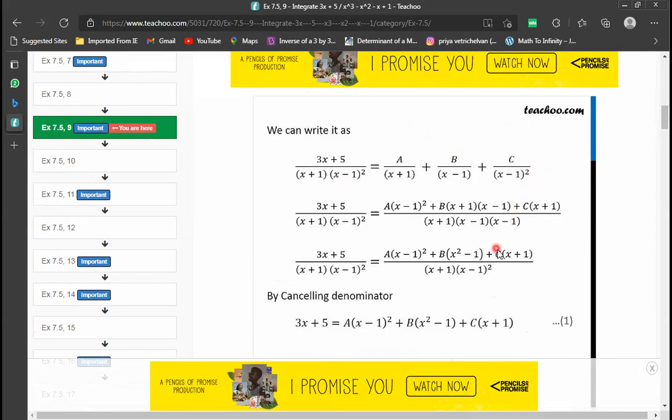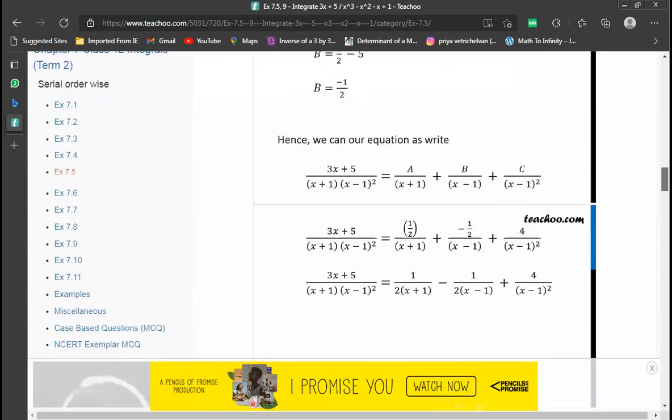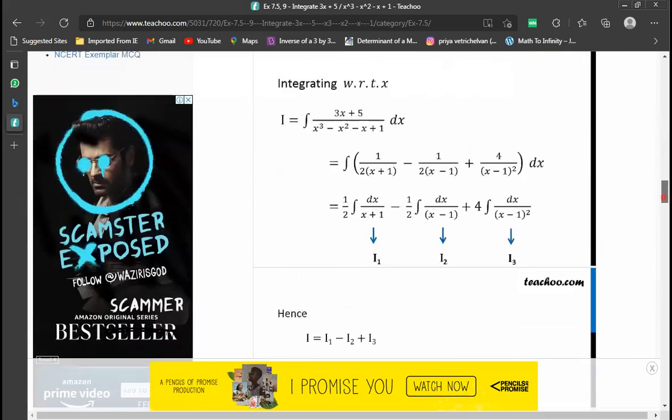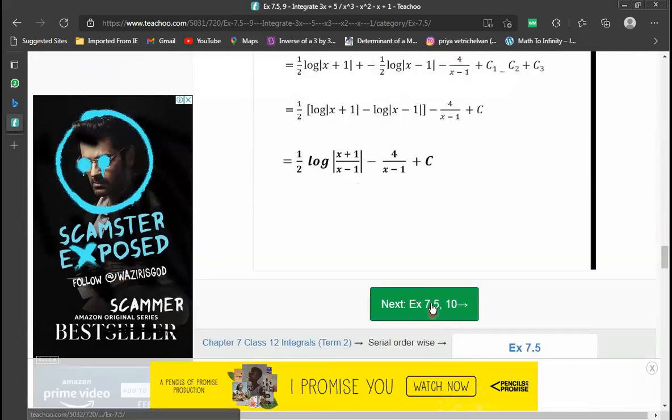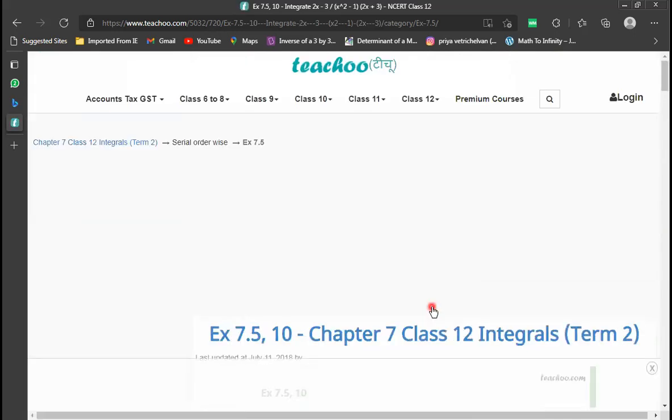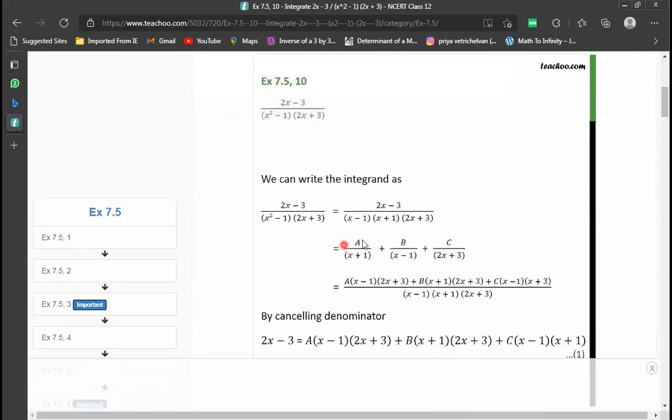So again you have to take LCM and then you will be cancelling the denominators, equate the numerators by substituting the values of x as -1, +1 and 0. You will make these three substitutions for finding the values of a, b and c. Once you did that, you just have to substitute over here and do the integration individually for all the three terms. You know how to do it. You will just get the answer in terms of log. At last, if you want to simplify, you can use the log a minus log b formula.